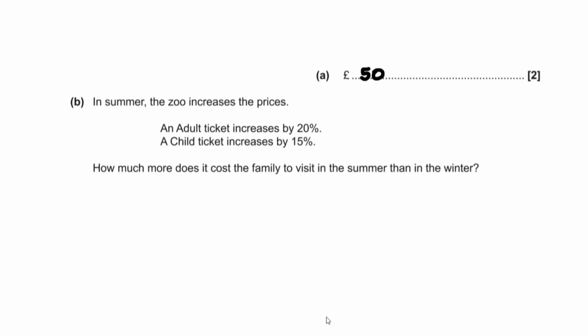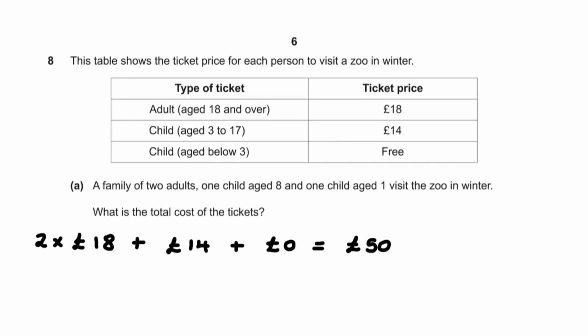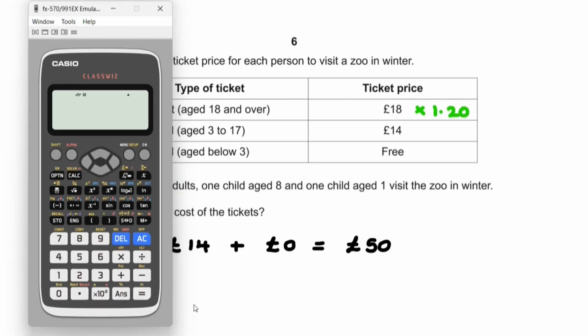£50. Part B, in summer the zoo increases the prices. An adult ticket increases by 20%, a child ticket increases by 15%. How much more does it cost the family to visit in the summer than in the winter? So we increase the adult ticket by 20%, so we need to multiply this 18 by 1.20. And if I work this out, 18 times by 1.20 is £21.60.